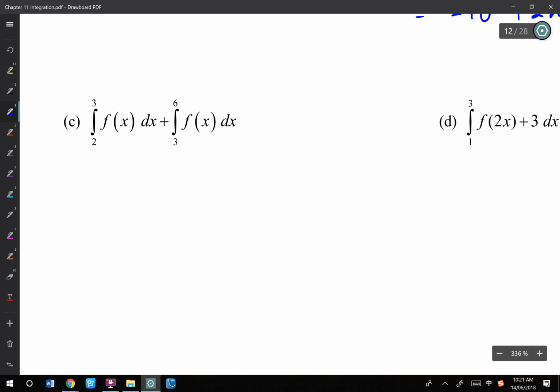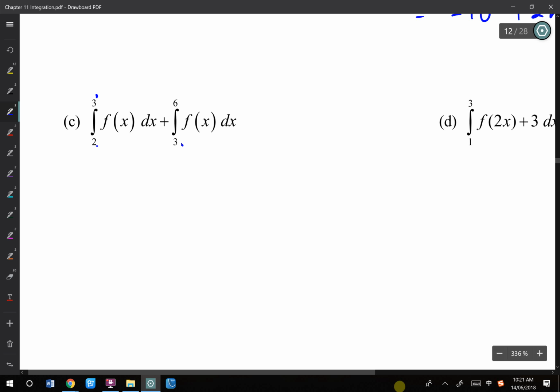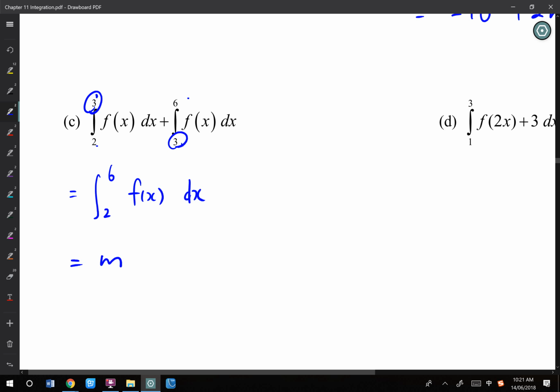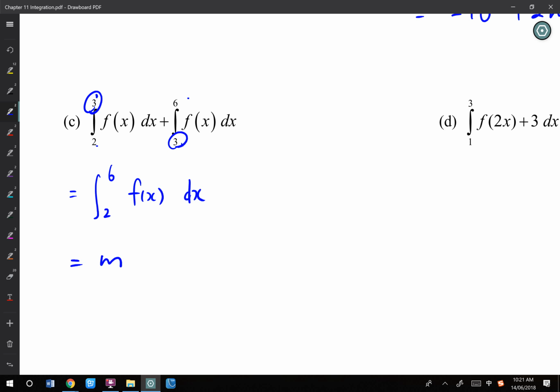Okay, the integral from 2 to 3 of f(x) plus the integral from 3 to 6 of f(x). The same function. That's just equal to the integral from 2 to 6 of f(x) dx, and that's just n, because this is the c value. So 2 to 3 and then 3 to 6 is the same as 2 to 6. So it's just the 2 to 6 of f(x) and you have n. Okay, they are all the easy properties. You can see that immediately.